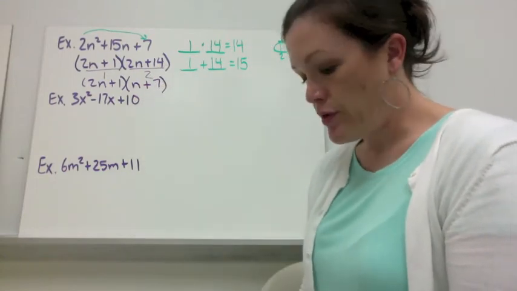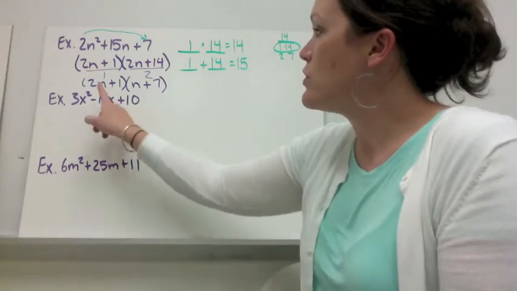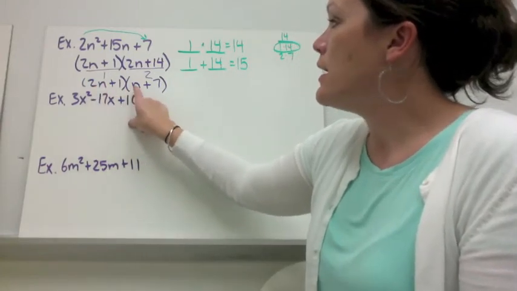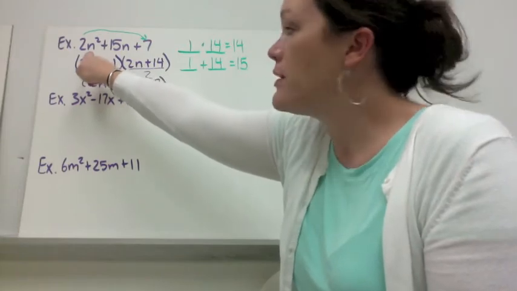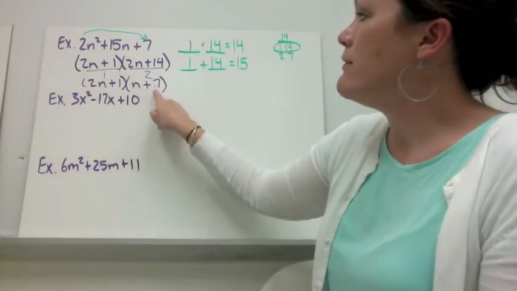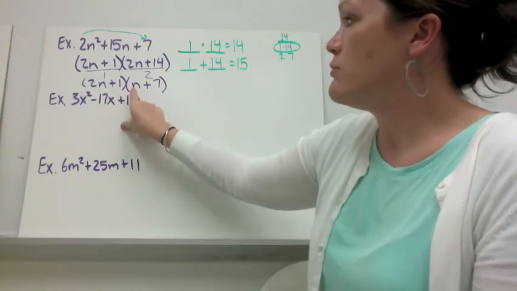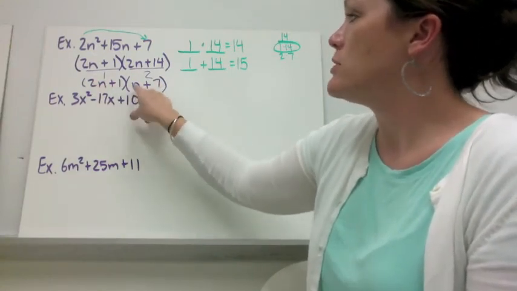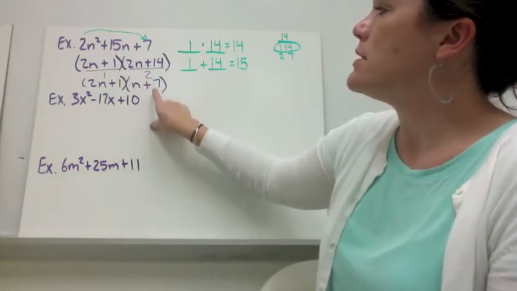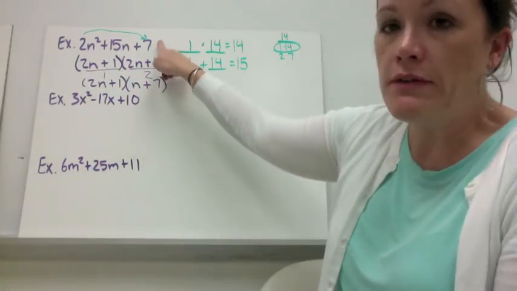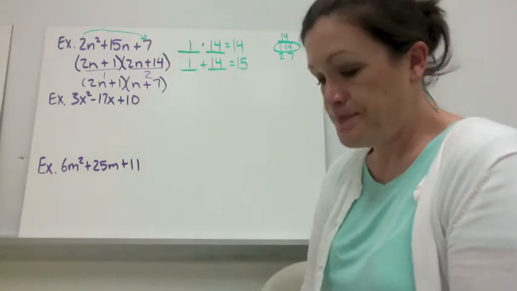But see now, if we check it using our FOIL method, we'd have the right number there for our first term. 2n times n would give us back 2n squared. That would be correct. 2n times 7 would be the outside, so that'd be 14n. 1 times n would be inside, so 14 plus 1 would give us back 15n. And 1 times 7 for the last term would give us back 7. So we could check our answer using the FOIL method.